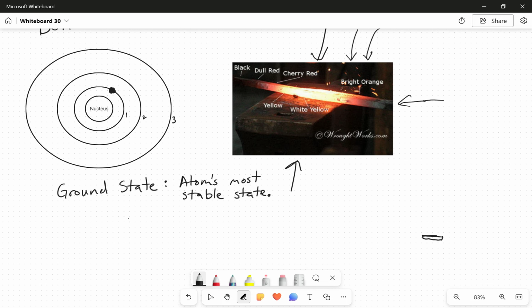But he says atoms don't have to stay like this. In fact, atoms can absorb energy, and he points to Planck's work. He says when an atom absorbs energy, whether that's through heating or electricity or whatever, the electrons in these rings can actually jump to higher rings. So this electron right here can actually make a jump to the next ring up.